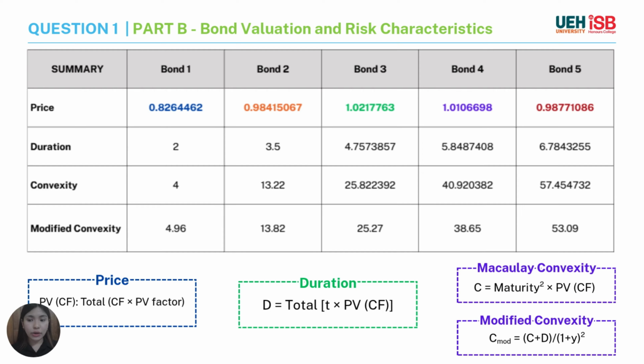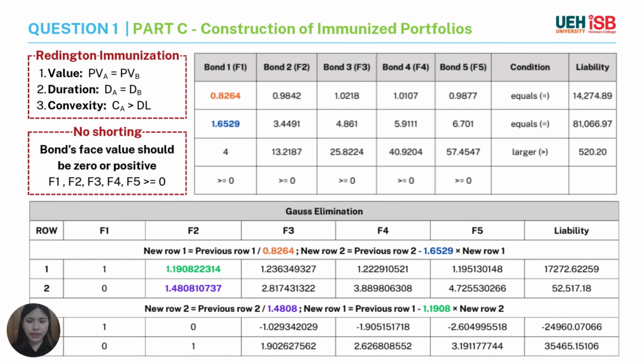Bond 1 has the lowest duration, around 2 years, while bond 5 has the highest duration, approximately 6.78 years. This allows us to classify those bonds into two groups. Bonds 1, 2, and 3 are short duration bonds, while bonds 4 and 5 are long duration bonds relative to the liability duration of 5.68. This distinction is important because to match the liability duration, we typically need a combination of short and long bonds.